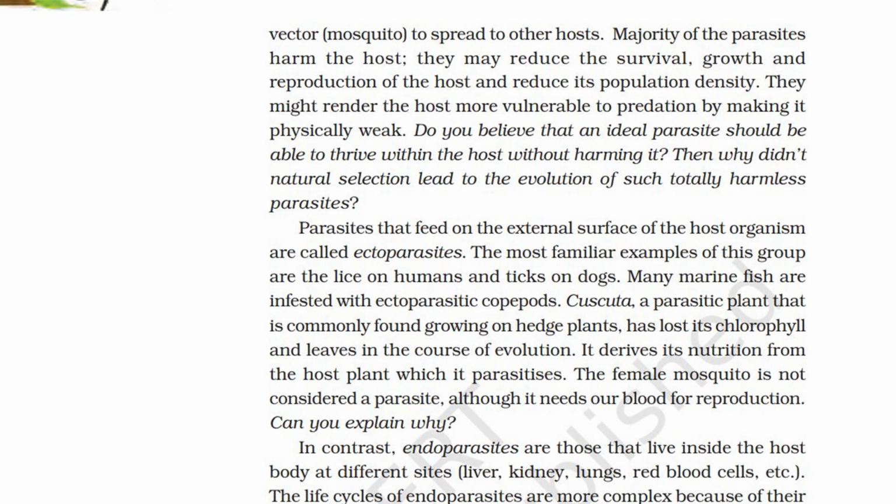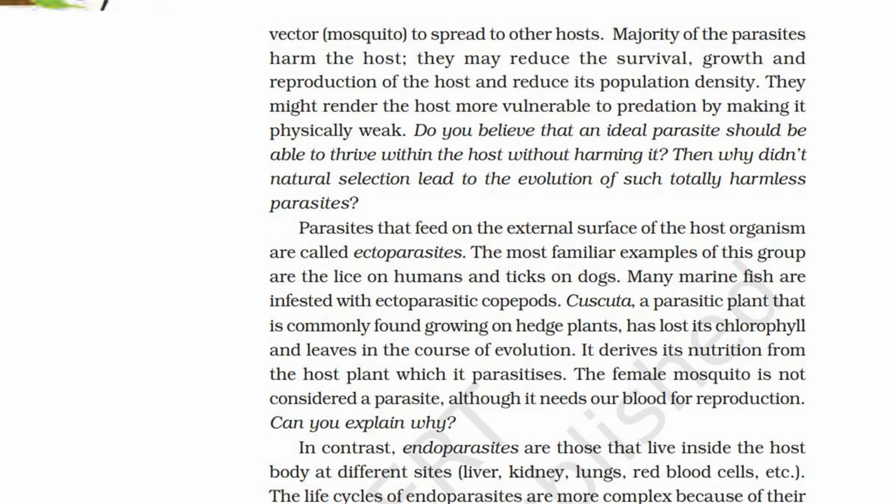Cuscuta, a parasitic plant that is commonly found growing on hedge plants, has lost its chlorophyll and leaves in the course of evolution. It derives its nutrition from the host plant which it parasitizes. The female mosquito is not considered a parasite, although it needs our blood for reproduction.